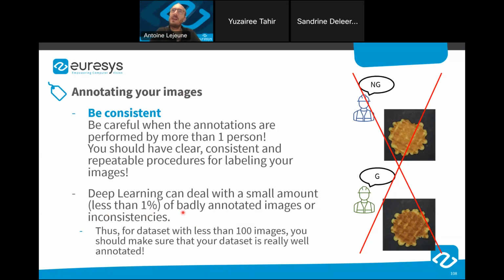Also, deep learning training algorithms can deal with a small amount of badly annotated images or inconsistencies, but less than 1% usually. So for small datasets, it's really important that you do not make mistakes in your annotation. Otherwise, the result might be very poor.